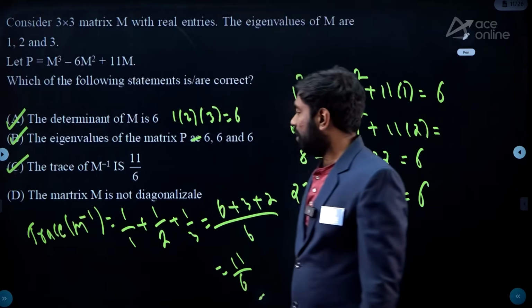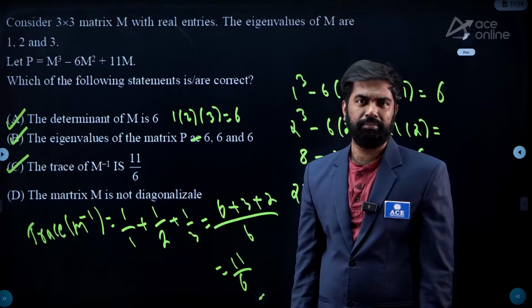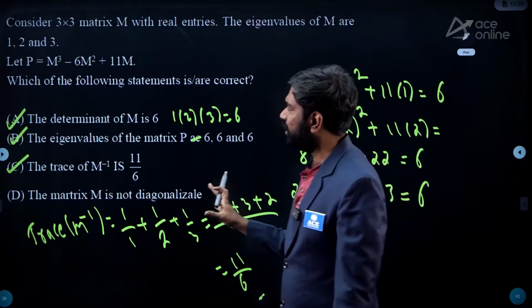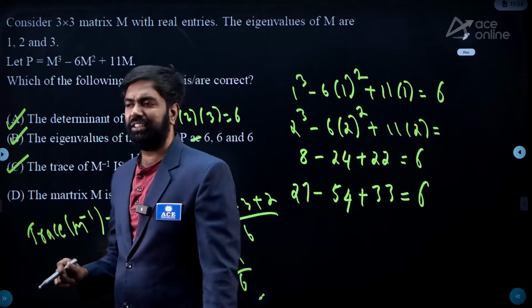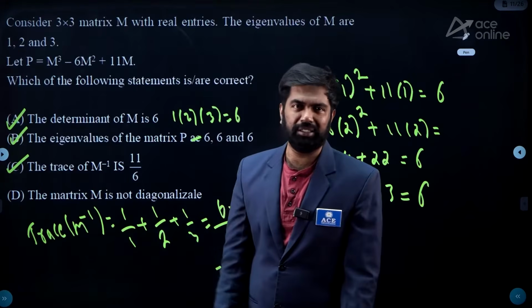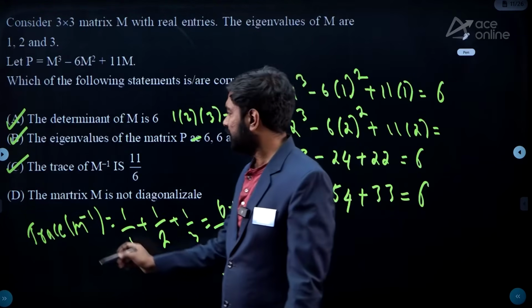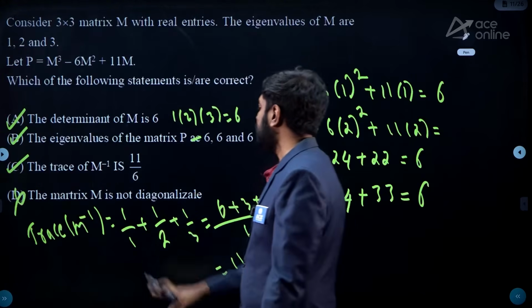The matrix M is not diagonalizable. M has got distinct eigenvalues. So whenever you have distinct eigenvalues, yes, M is diagonalizable, but he says it is not diagonalizable. So distinct eigenvalues will guarantee that the matrix is diagonalizable. This is false because M is actually diagonalizable.